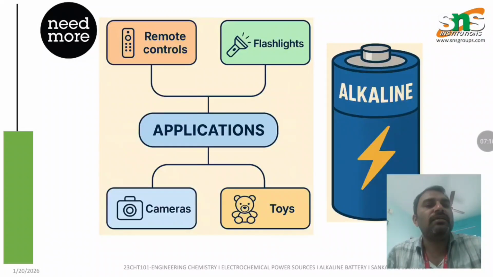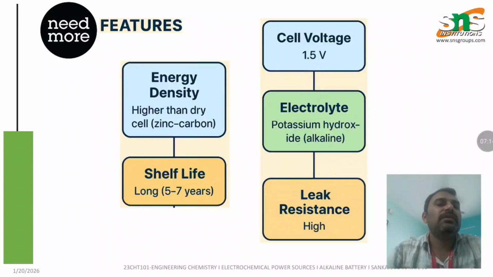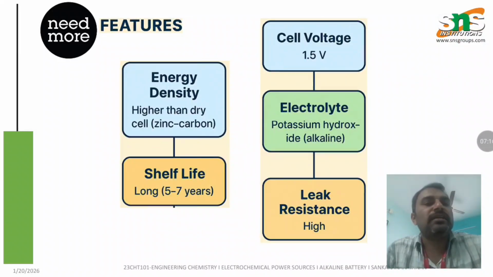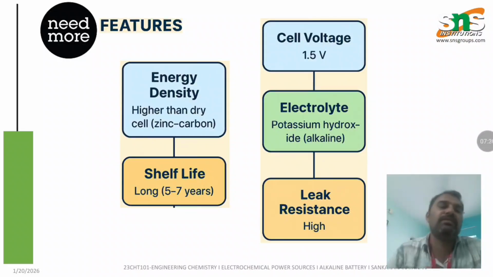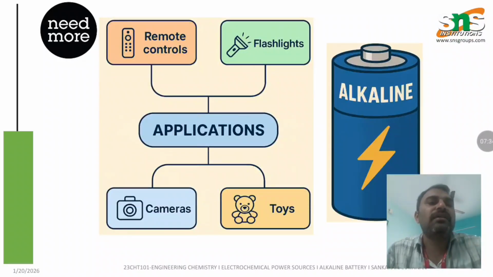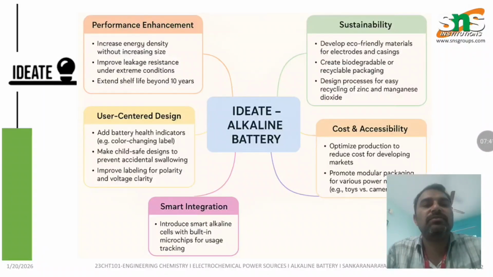It gives higher energy than the zinc-carbon dry cell. The voltage is 1.5 volts, the electrolyte is potassium hydroxide, leak resistance is high, and the shelf life is 5 to 7 years. If we use it beyond that, it is automatically discharged. The applications are remote controls, flashlights, cameras and toys. So these are the things about it.